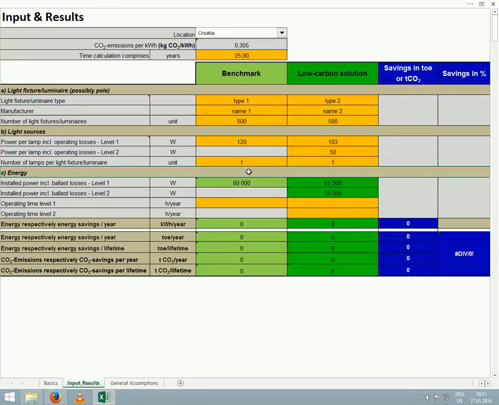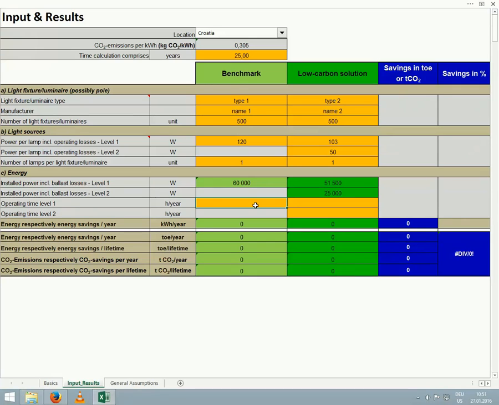Once we have entered all of this information, we can see that the installed power base in watts is provided for us by the calculator. It is the product of number of light fixtures multiplied by power per lamp and then by lamps per light fixture. Finally, we now enter the operating time in hours per year for our two street lighting options.